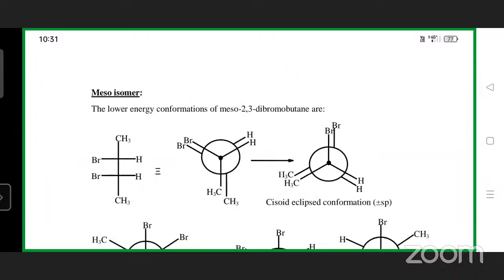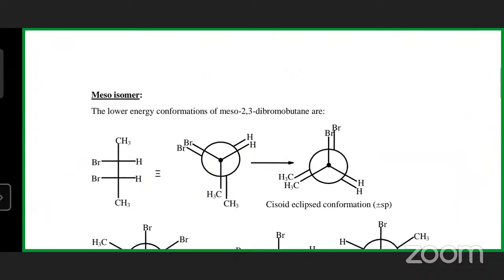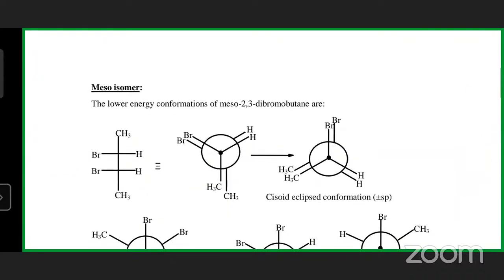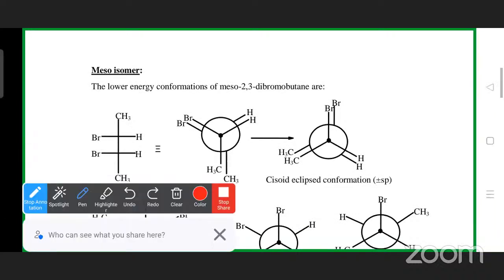So first we'll see the meso isomer here. In the meso isomer, when you bisect this molecule, it divides the molecule into two equal halves which are mirror images.